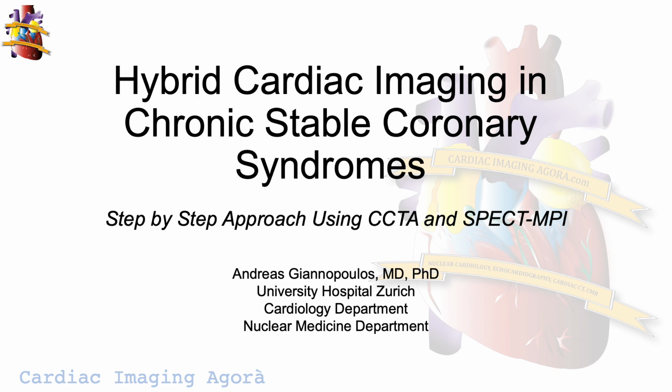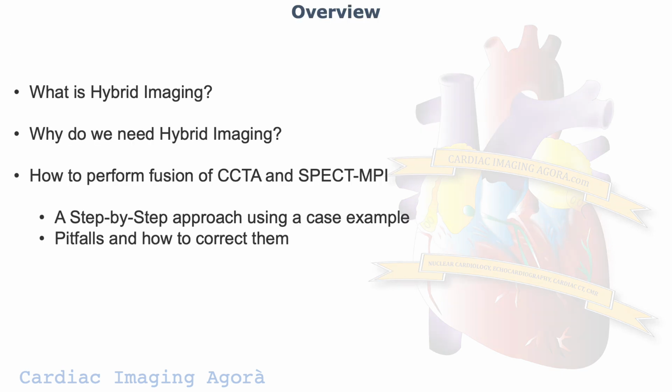We will discuss today hybrid cardiac imaging in chronic stable coronary syndromes, and more specifically hybrid imaging using cardiac computed tomography angiography and SPECT myocardial perfusion imaging. To give you an overview of today's tutorial, we will at first discuss what is hybrid imaging and why do we need hybrid imaging, followed by a step-by-step demonstration on how to perform fusion of CTA with SPECT-MPI using a case example, and finally we will discuss potential pitfalls and troubleshooting.